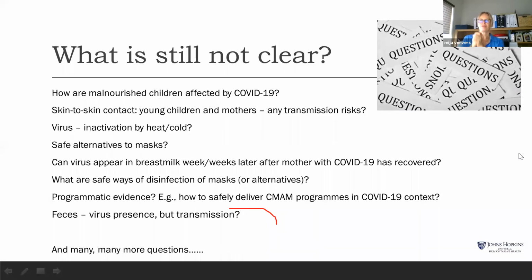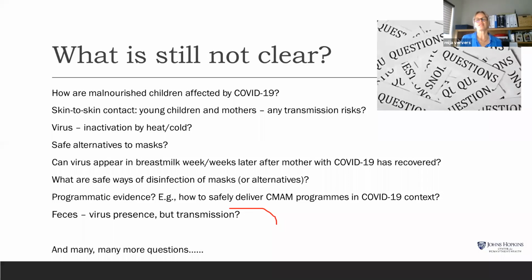So this is the one before last slide. What is still not clear? We don't know how malnourished children are affected by COVID-19, by the virus. We know that, of course, malnourished children have more problems with a good immunity response. I think it will become clear in the coming months, weeks even.